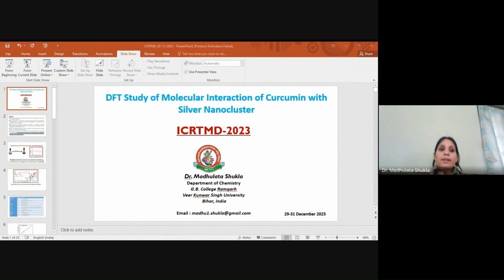Curcumin is of very much importance. In today's lecture, I will be explaining the molecular synthesis of this silver nanoparticle using curcumin as the reducing agent, and I will also show the molecular interaction of curcumin with this silver nanocluster using DFT calculation. We have performed the geometry optimization, UV-vis TD-DFT calculation, and IR frequency calculation, and we have compared these results with the experimental ones. So this is the synthetic procedure.